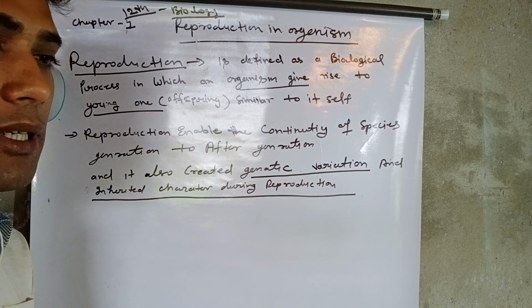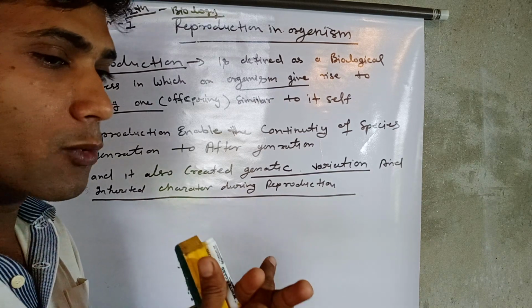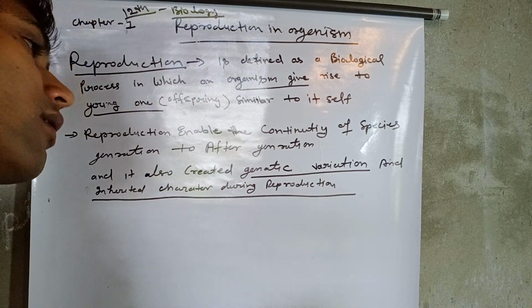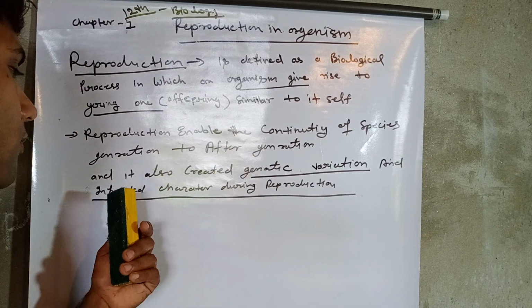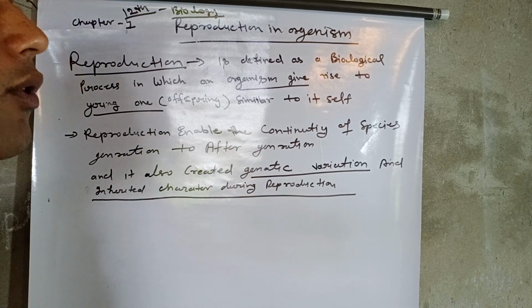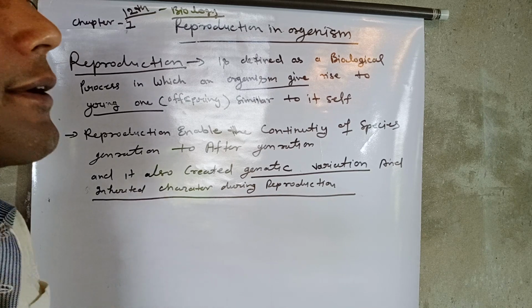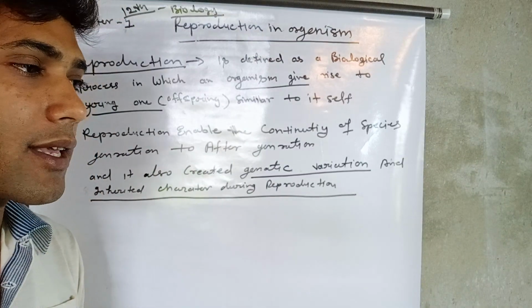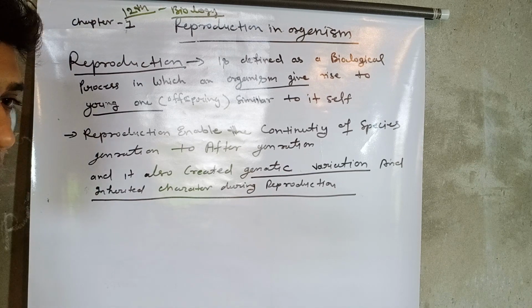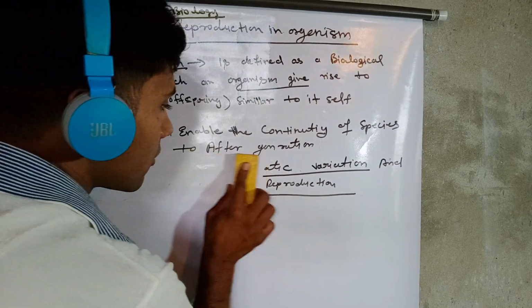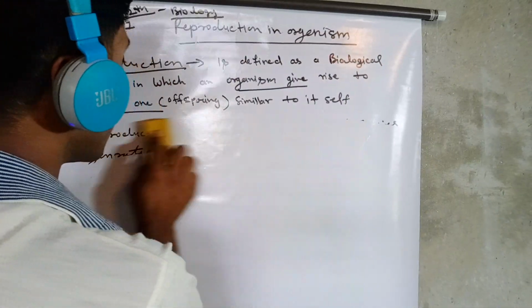Genetic variation means crossing over of chromosomes, and crossing over of chromosomes occurs during reproduction. So it also creates genetic variation and inheritable characters. A child has characters of his father, grandfather and grandmother. Why? Some characters are inherited through reproduction. Okay, so understand. So students, did you understand?